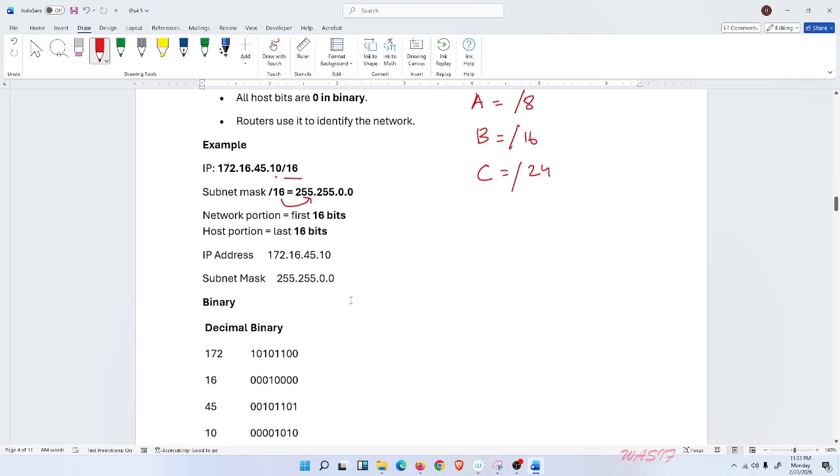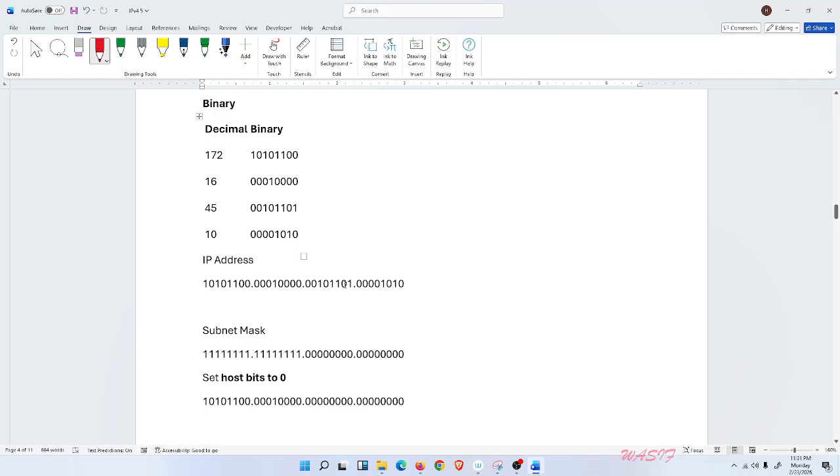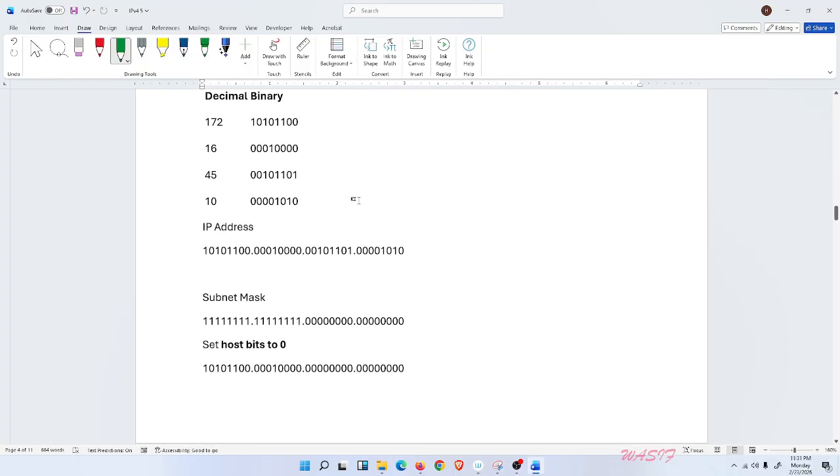Now look at here very carefully. If you get the binary of this 172.16.45.10, it will be something like this. What you look at here is the subnet mask. The subnet mask is 255.255.0.0. What is the network portion? This is the network portion, and the rest of this is the host portion. This is your host portion, and this is your other host portion.